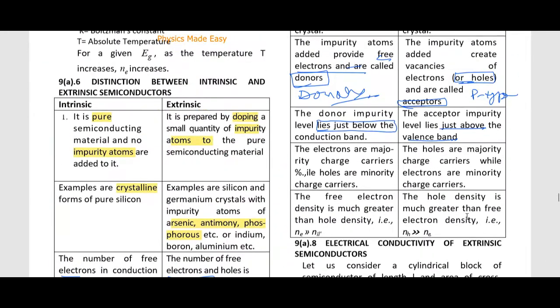And now the electrons are the majority charge carrier, and holes are in minority. We have already stated that in this case the number of electrons is larger than the number of holes. In this case the number of holes is larger than the number of electrons. The free electron density is much greater than hole density. This is the case of N-type, and this is the case of P-type semiconductors.